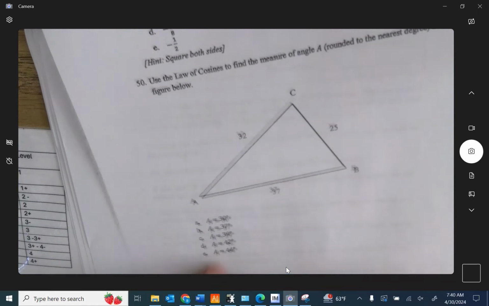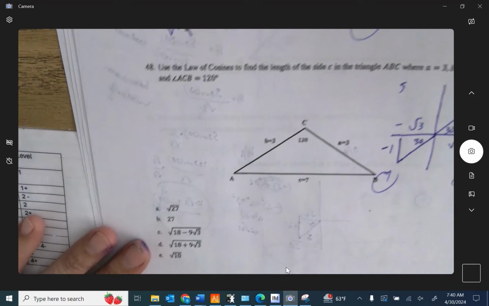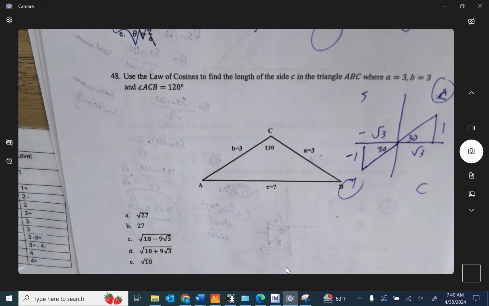48. How many have I got left? 3. Shoot. Kyle, I need 5 minutes.